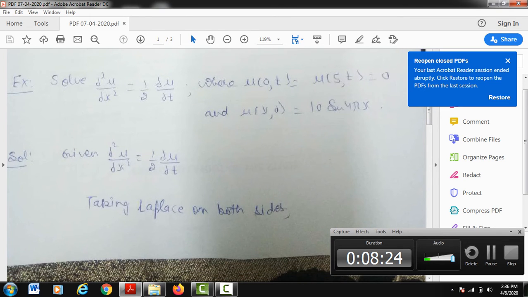Okay, so today I am just going to discuss with you only one application, or one numerical, of this topic. Tomorrow I will discuss 2 to 3 numericals. So let us read the statement firstly. The question is, we have to solve ∂²u/∂x² equals 1/2 ∂u/∂t, where these are the boundary conditions which are given to us, and they will help us to calculate the constants.